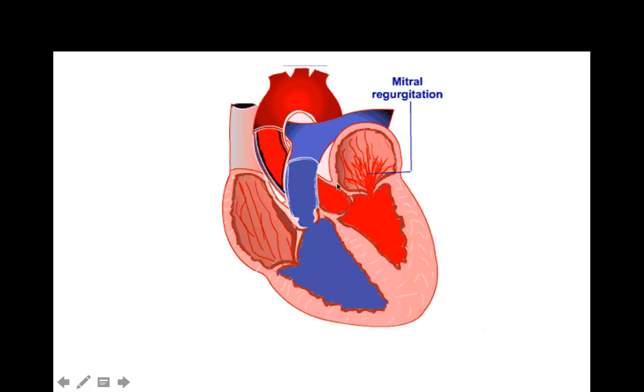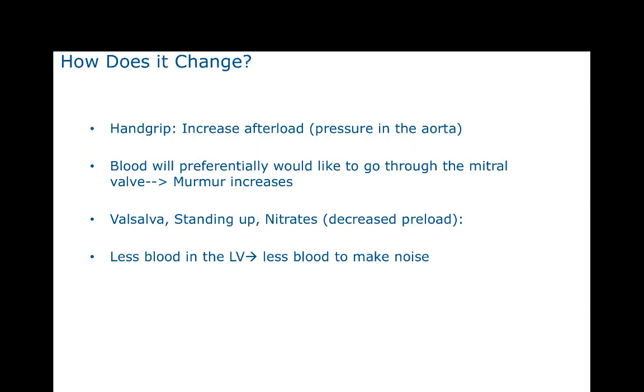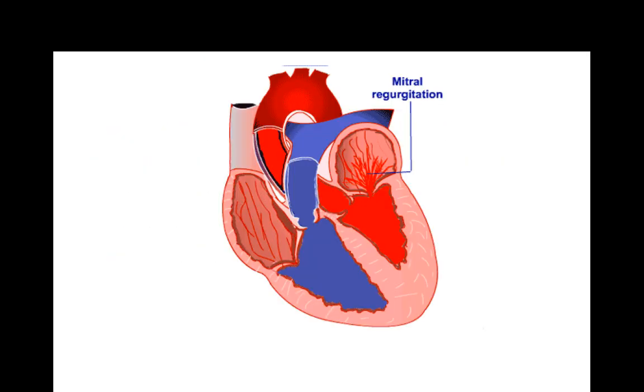So what do you have? Decreased preload, right? That means less blood coming back to your left ventricle, right? Less blood here means it's just less noise you're going to make when the murmur occurs, because remember, murmurs are a vibration of the blood going through some kind of defect. So if you have less blood, obviously less noise. And then I would just remember those points. Valsalva, standing up, and nitrates all decrease preload, so they produce the same effect.